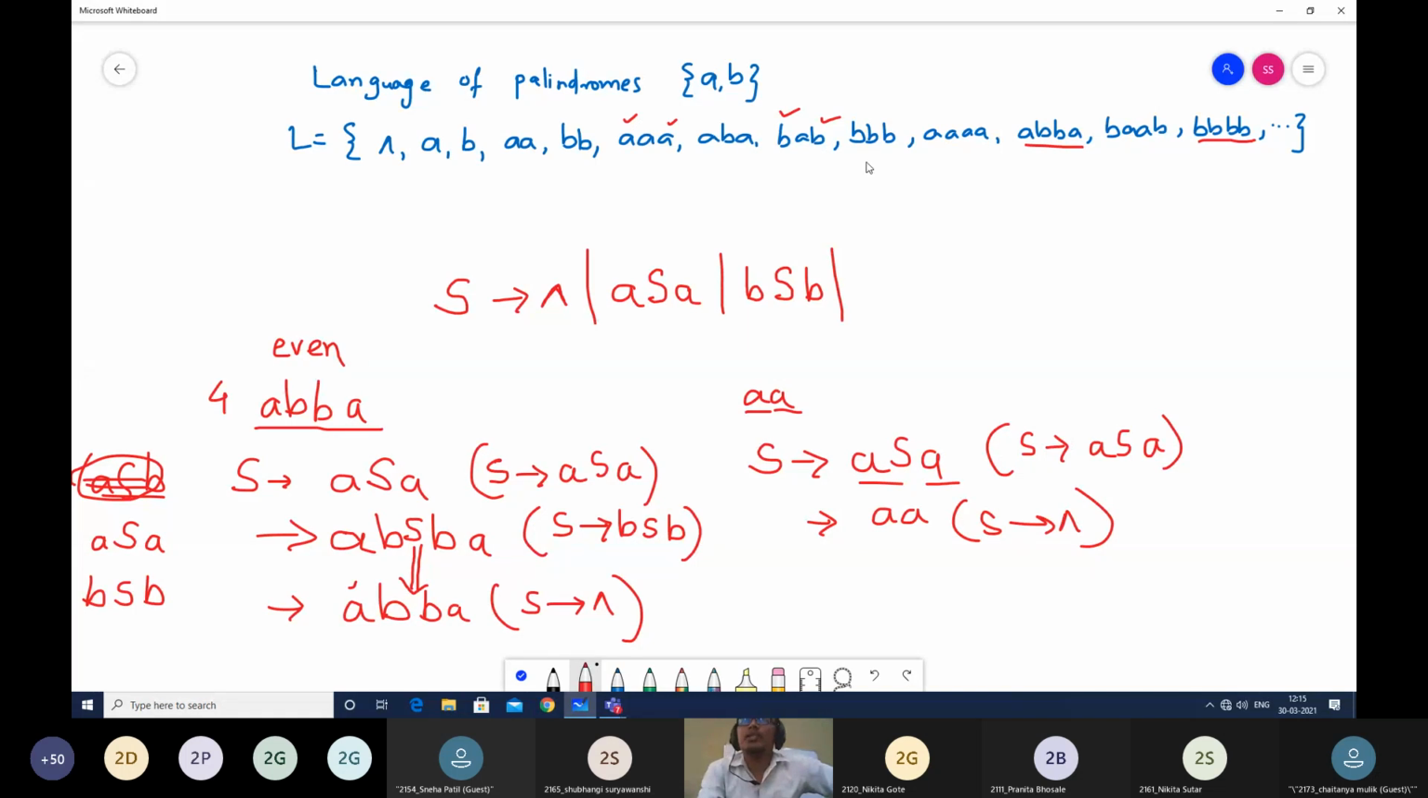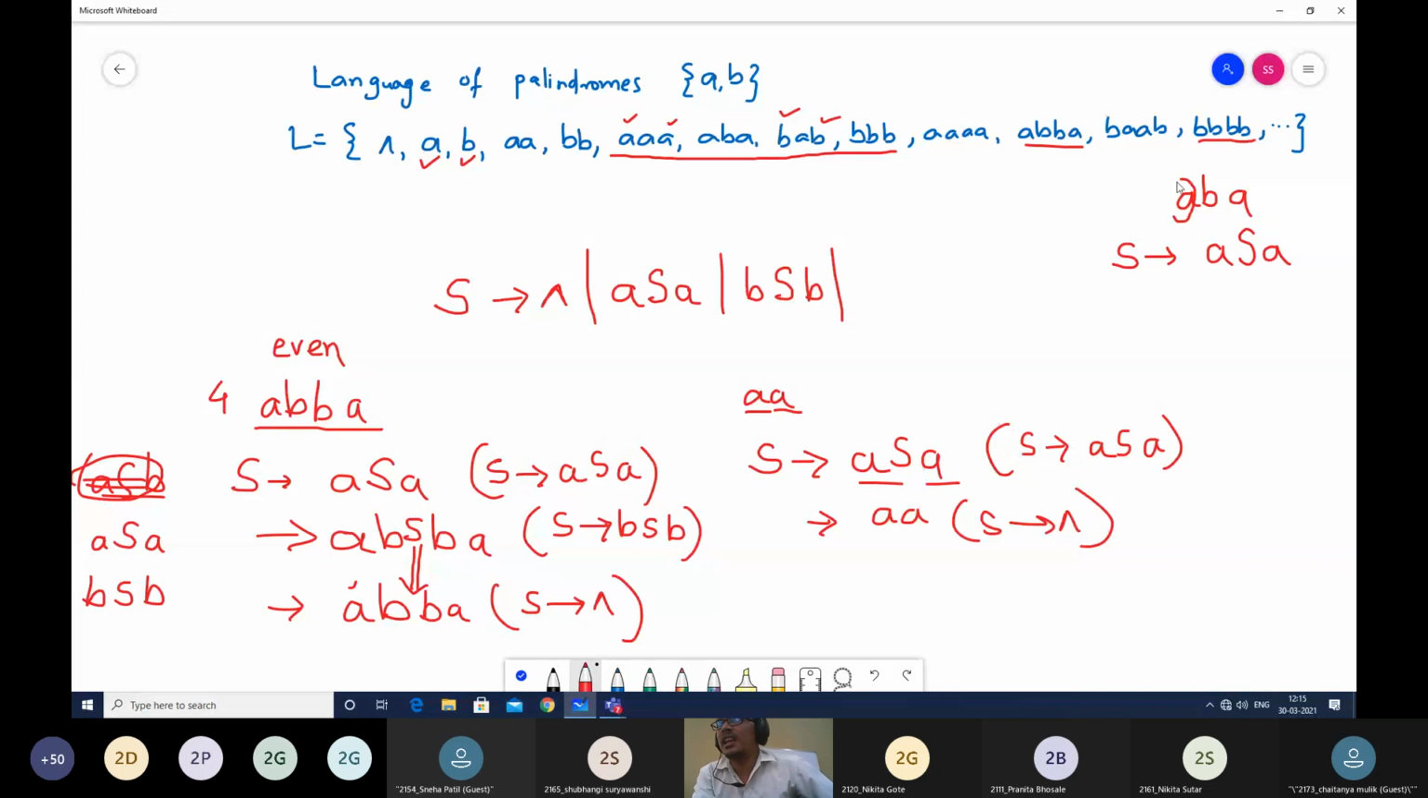But now, my dear students, we also have a few odd length palindromes over here. Like I have only A, correct? Only A, then only B. Then I have 3 length A, 3 length B, then ABA and BBB kind of strings also. So consider this particular example. Suppose I am working a string like ABA. So what will happen? I'll first apply S gives ASA.